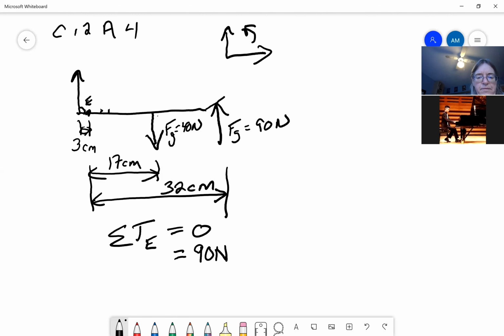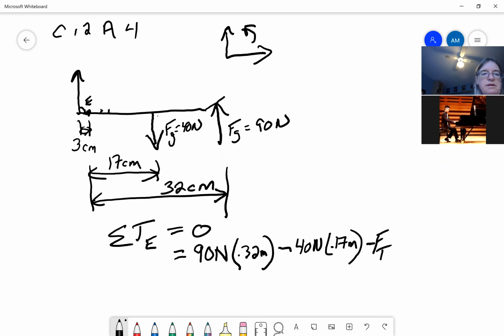So this is going to equal 90 newtons times 0.32 meters, minus 40 newtons times 0.17 meters, minus the force in the triceps times 0.03 meters. That's supposed to be an S scale, just if you're wondering. And that all equals 0.